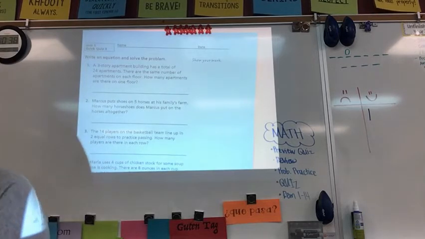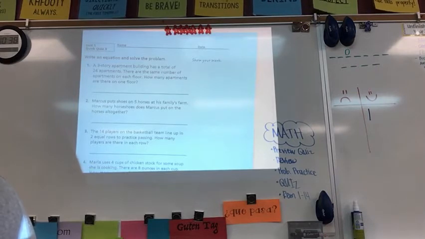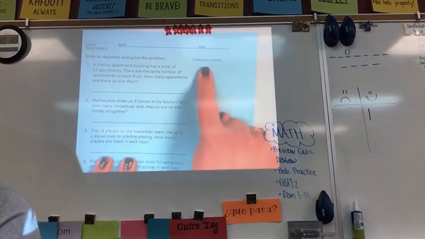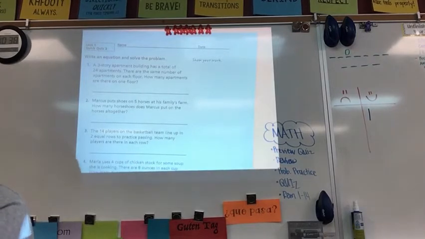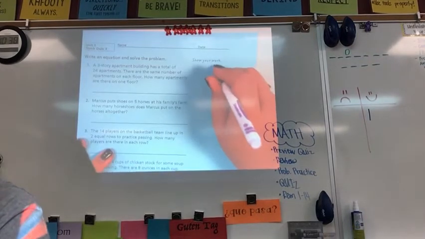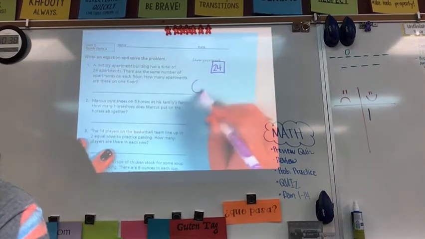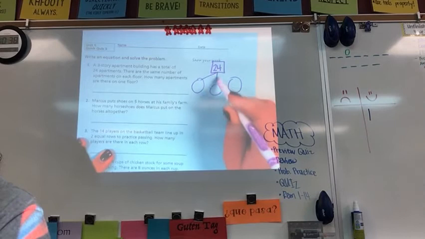So what type of picture might I use to represent it? Emerson? Equal shares. I have seen people make an array to show the 3 stories before, but I would totally just do equal shares and I would be like, hey, I've got 24 total and I'm sharing it onto the 3 floors, right? That sounds very smart.